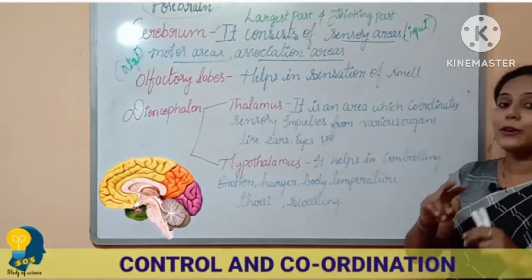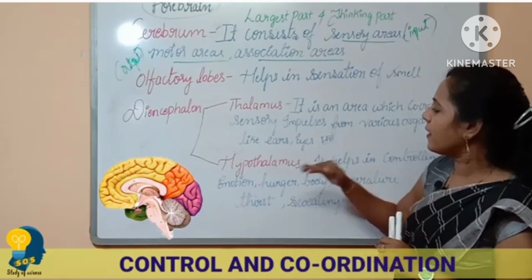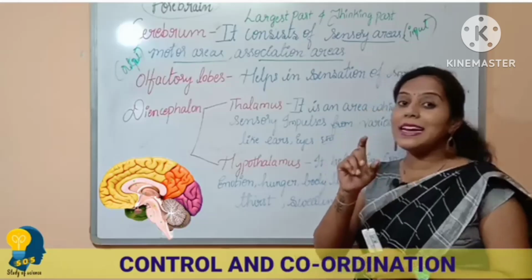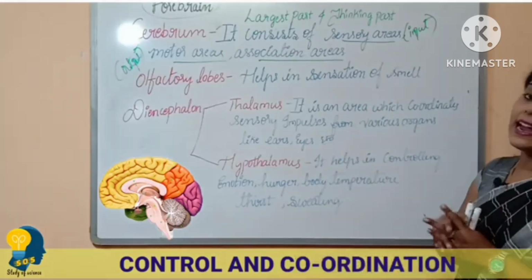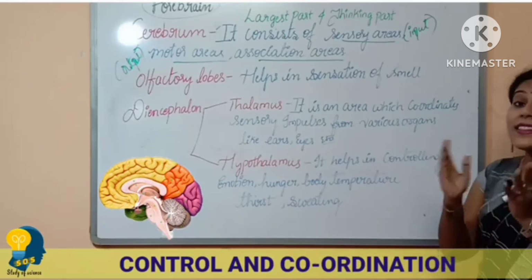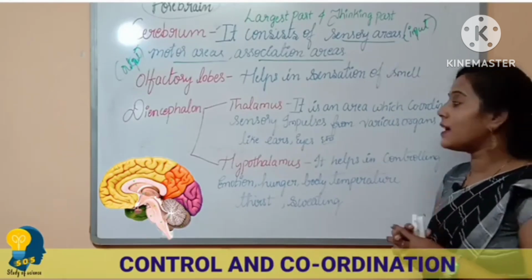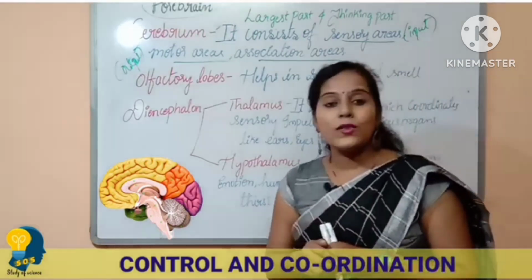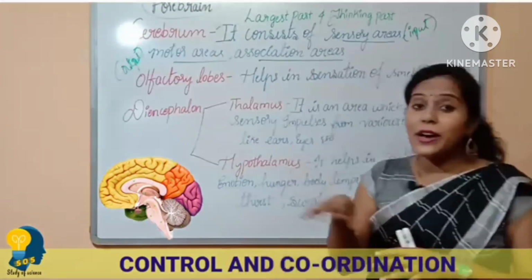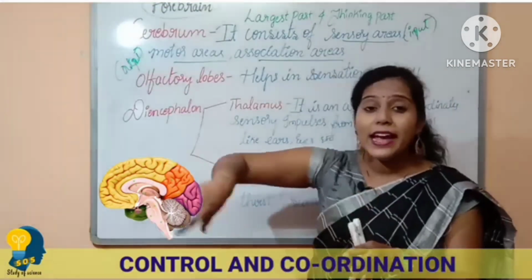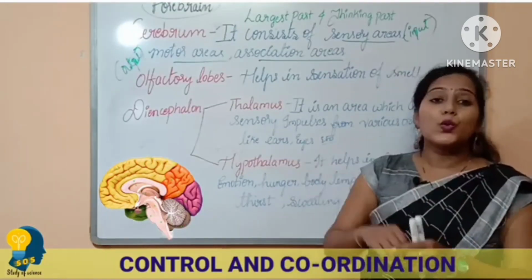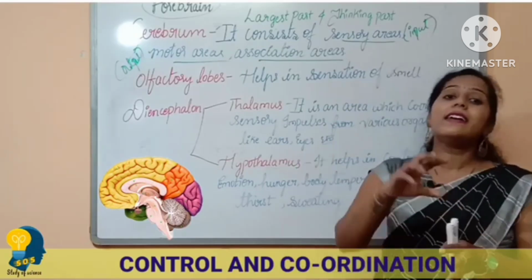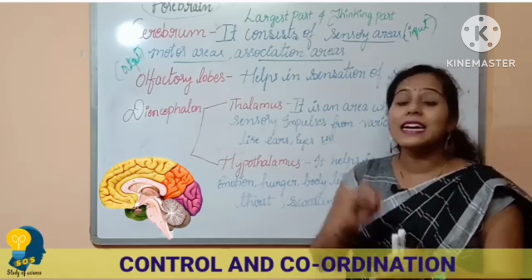Diencephalon is further classified into two parts, the thalamus and the hypothalamus. What is the function of the thalamus? Thalamus is an area that coordinates sensory impulses from various organs like the ears, nose, eyes, etc. Whatever you have recognized is sent inside through the thalamus. It is supported by the thalamus.